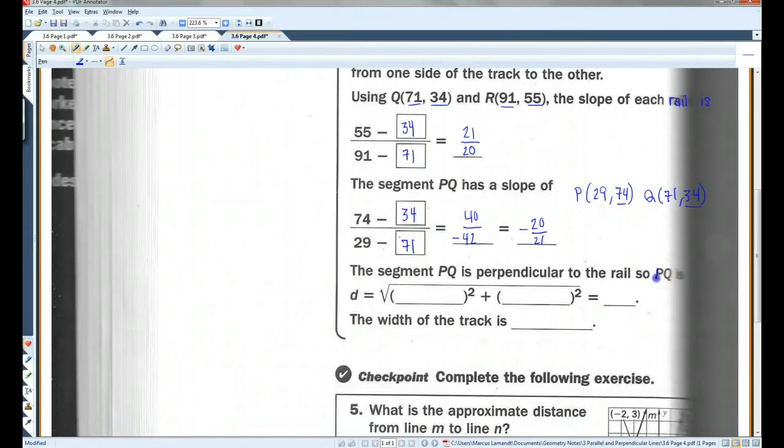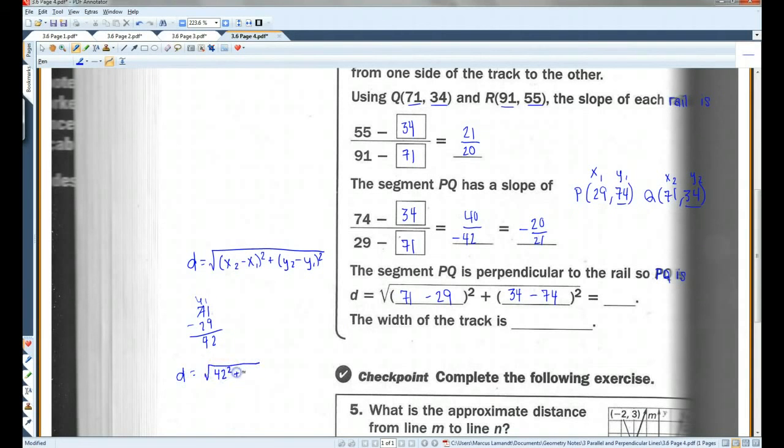So, let's see here. For PQ, I'm going to use the distance formula to find the length of it. These are the values I'm going to use. Here's x1, y1, x2, y2, and I'm actually going to write the distance formula over here just in case you guys don't remember it. D equals the square root of x2 minus x1 squared plus y2 minus y1 squared. Okay, so in this case, x2 is 71, x1 is 29, y2 is 34, y1 is 74. 71 minus 29, 42. 34 minus 74, that's going to be negative 40. So I've got 42 squared plus 40 squared.